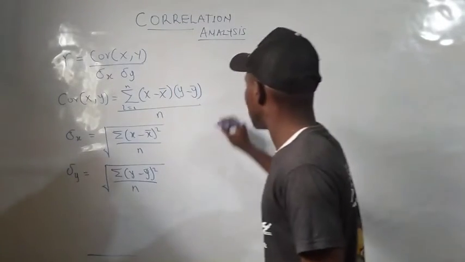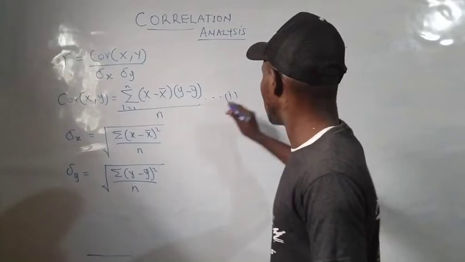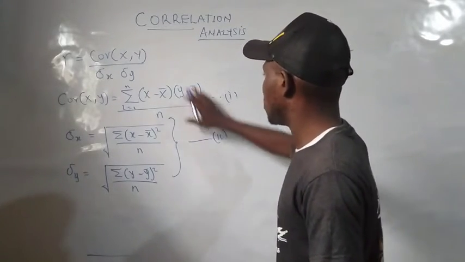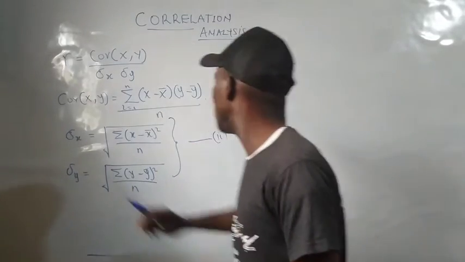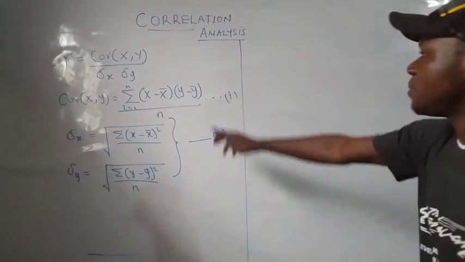So let us label this equation 1, which is our numerator, and let's call all of this equation 2, because this is our numerator and our denominator. Now let's try to simplify this guy called the covariance. So in what way and what methodology can we use in simplifying that?